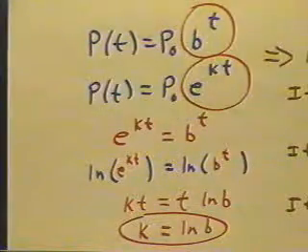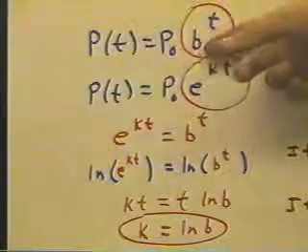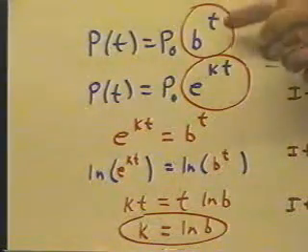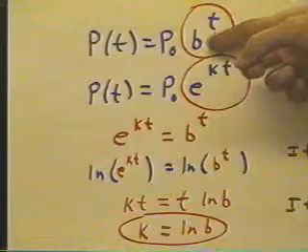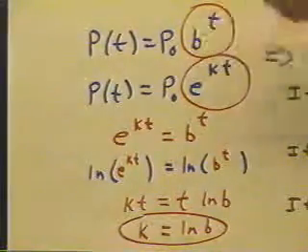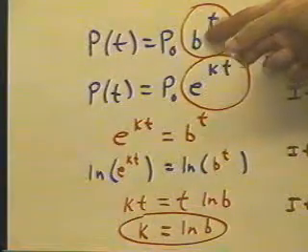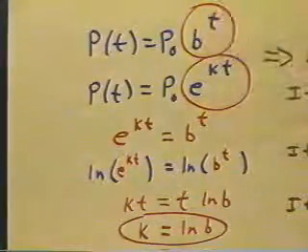The population function, P of t equals P naught b to the t, indicates a population that grows according to an exponential base b. Remember that b is going to be 1 plus the growth rate. B is the growth factor.